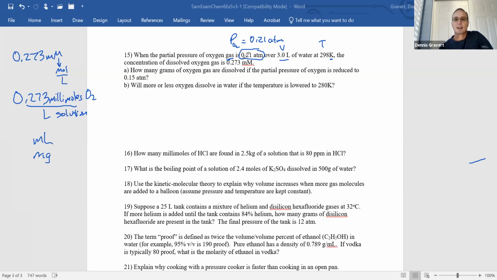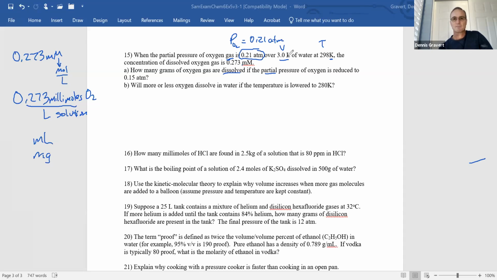That's all interesting. I didn't see a question. Part A has a question. How many grams of oxygen gas are dissolved if the partial pressure of oxygen is reduced to 0.15 atmospheres? Okay, so that's an interesting question. They give us a new partial pressure and they want to know something about how much is dissolved when we already had it. So a new quantity of dissolved gas.